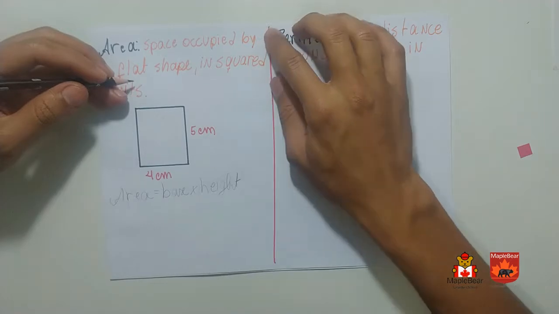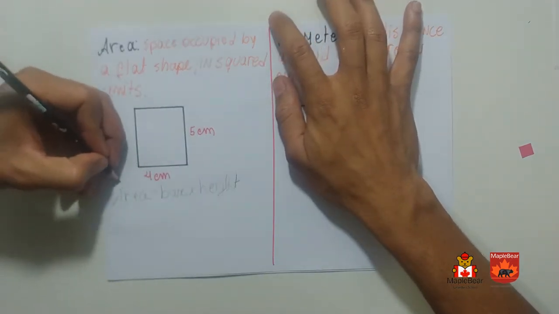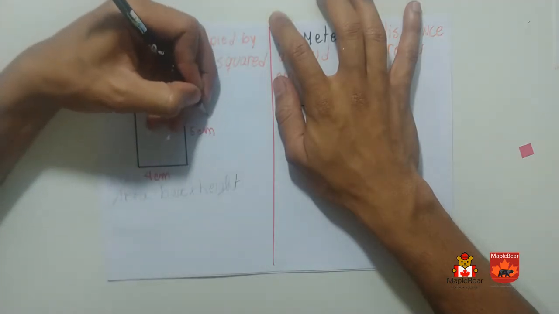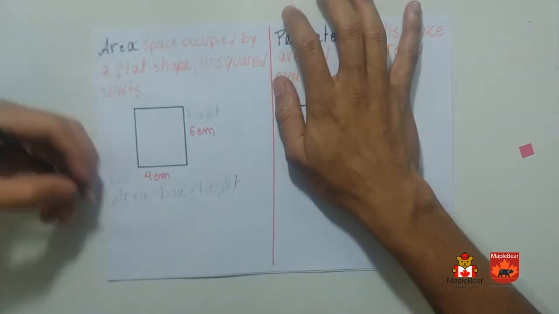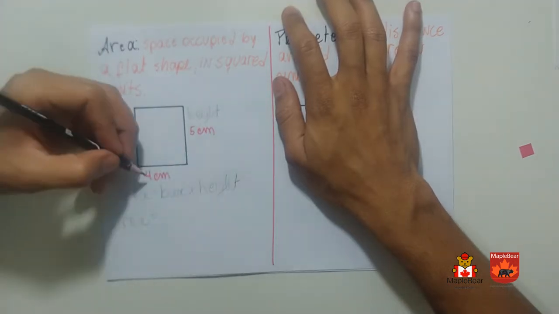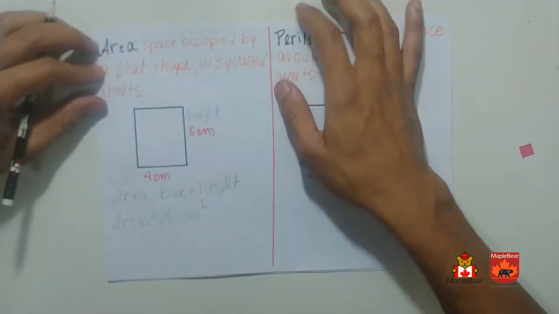So who is going to be my base and who is going to be my height? In the case of a rectangle, I will have here my base and here my height. Now, the area is going to be equal to how much? 4 times 5, that's equal to 20 centimeters squared.